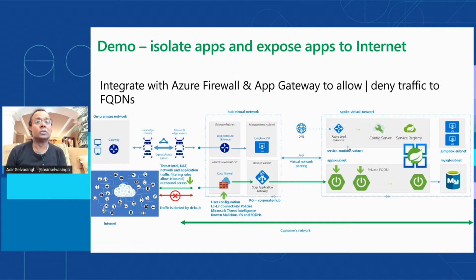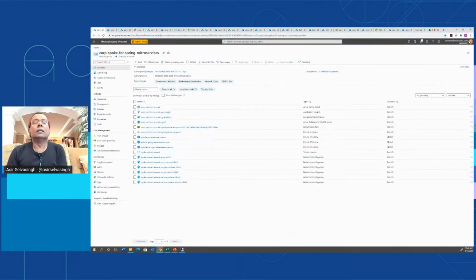So what we're going to do is let's take a look at this real-time demo. So here is the portal where we have all the resources lined up right here. So one of them is the Azure Spring Cloud for Pet Clinic. It's placed in a virtual network. So let's open that up.